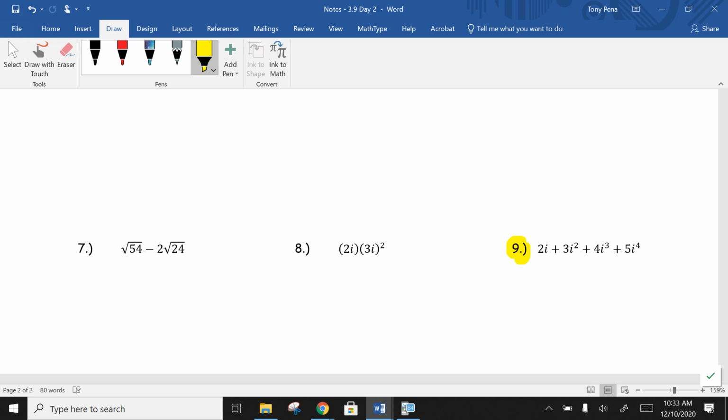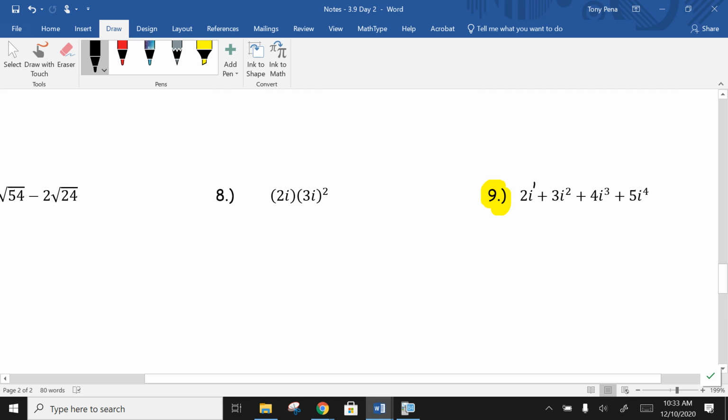We wrapped up class yesterday with these, where I had an i to the first, an i squared, an i cubed, and an i to the fourth. They all meant a little bit different things. So for this first one, there's not much we can do with the i, so that doesn't get changed.